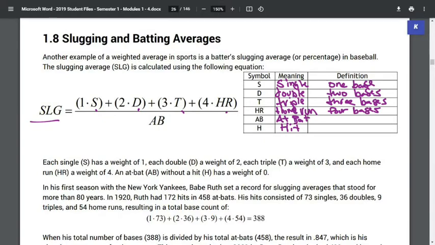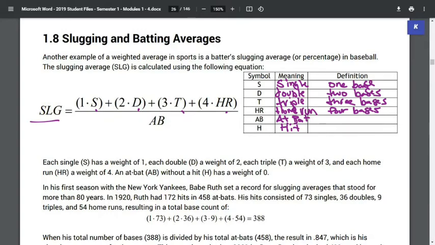So single means that you just get one base. If you just think about what a single means outside of baseball, it should still stand for one. We have a double, that of course means two. Triple is three, and then if you hit a home run, you take four bases. So you go all the way around, you get a run batted in for your team, but that means four bases. So you get the three bases and then hit home plate.